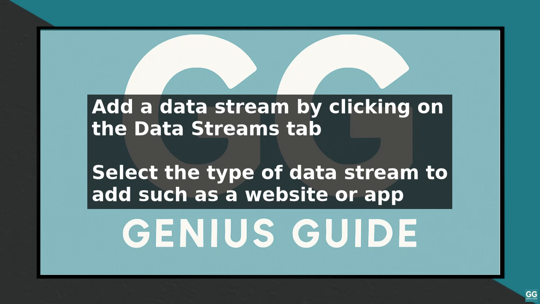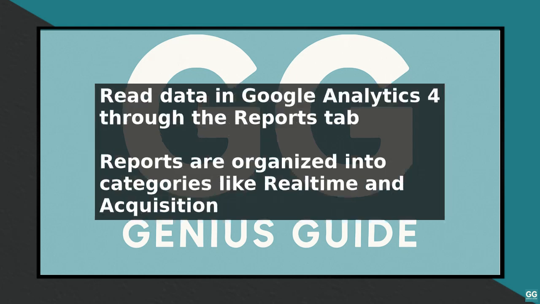The engagement report shows you how users are interacting with your website or app, such as how long they are staying on your site and what pages they are viewing. The conversion report shows you how many users are completing a desired action, such as making a purchase or filling out a form.